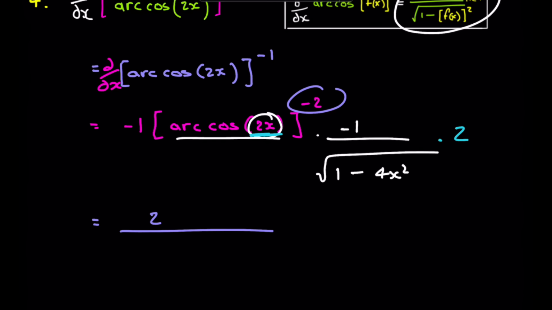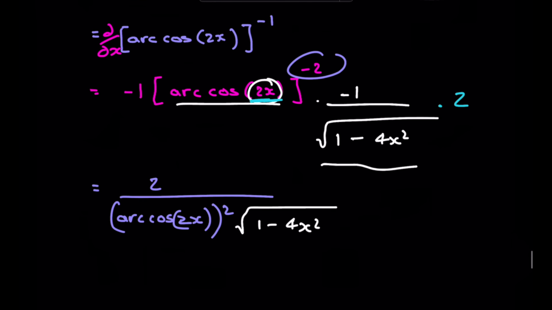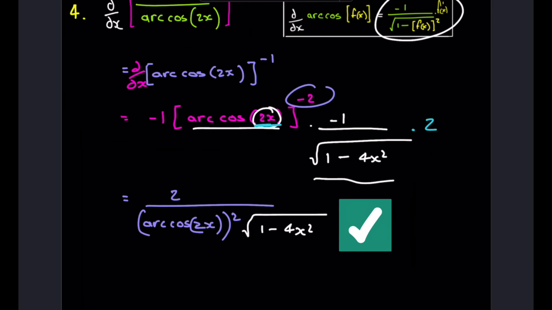This -2 means this is on the denominator. So we can bring that down because it's going to be arc cosine 2x, and that's all squared, right? And then we still have this radical that we have to deal with here. So this would be root 1 minus 4x squared on the denominator. And that is the end of question 4.